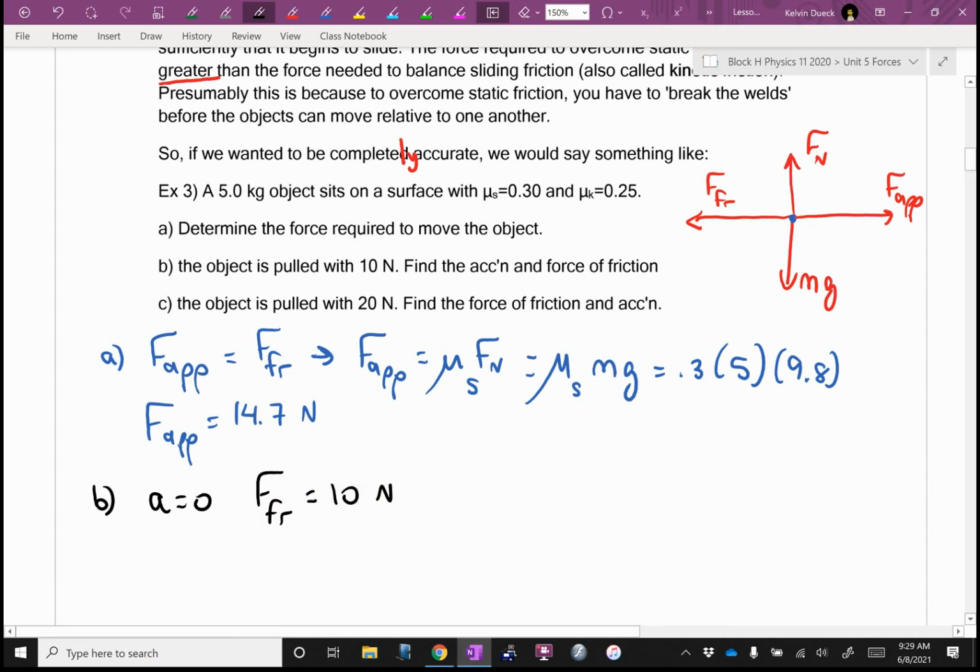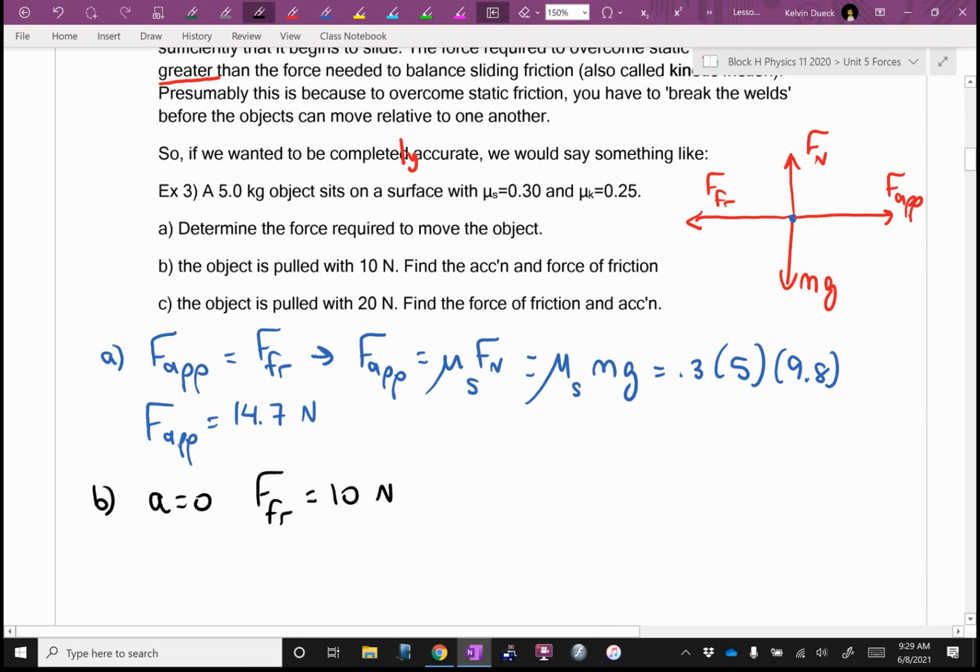There, I didn't use mu times the normal force. I used newtons first to figure out how big it's got to be. I'm confused. Okay, what's the acceleration? How hard do we have to pull to get it to accelerate? 14.7. How hard are we pulling? 10. So will it accelerate? No. So as a number, what's the acceleration? 0. So the forces must be balanced. If I'm pulling to the right with 10, friction to the left must be 10.